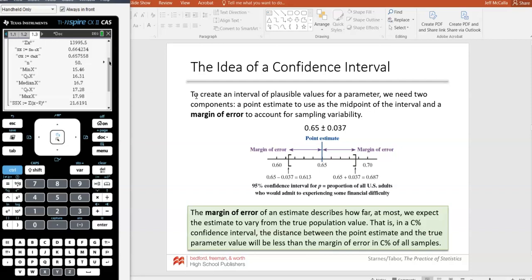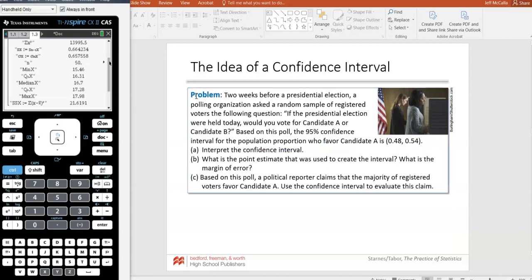The margin of error is an estimate to describe how far at most we expect to vary from the true population. It's in both directions, right? So we think it'll be less than that. The true proportion will be inside of there.